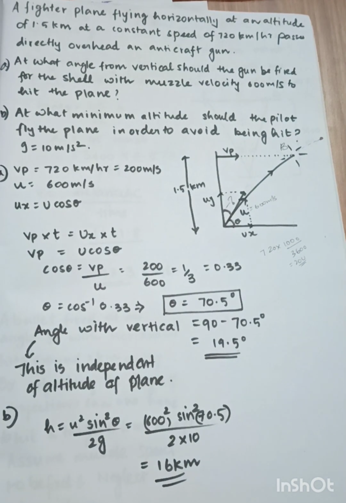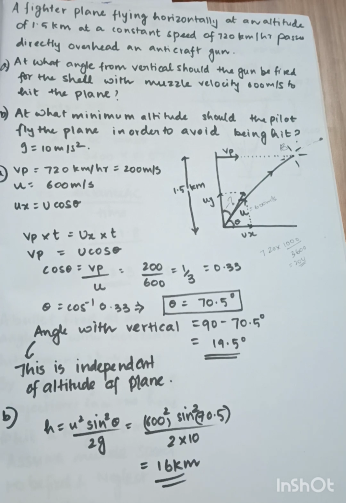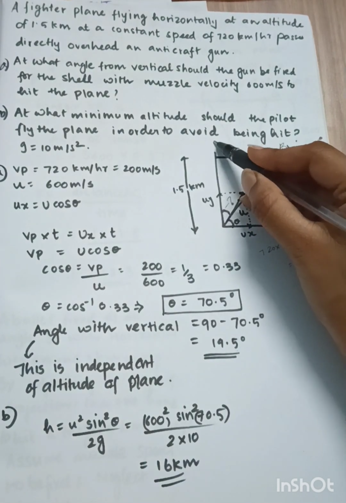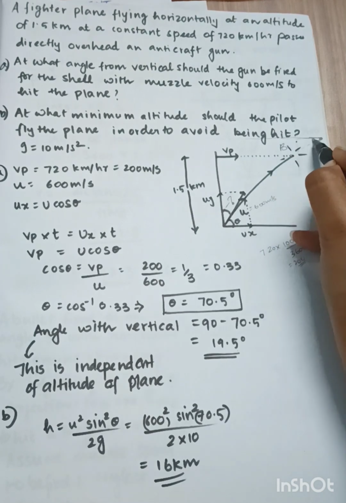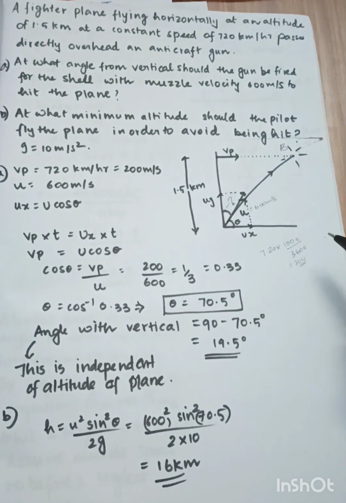To avoid being hit, the plane should have a minimum altitude equal to the maximum height attained by the projectile. So the plane must be flying at this altitude, equal to the maximum height, so that it will not be hit.